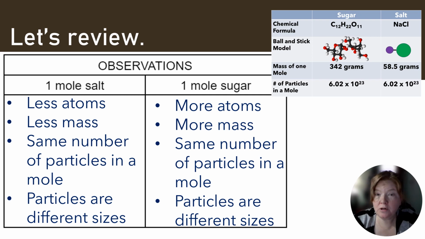Now, for 1 mole of sugar, there are more atoms, like a whole heck of a lot more atoms. There's more mass. You could have written the specifics. The same number of particles in a mole, and you could have written the exact number, 6.02 times 10 to the 23rd. Seems like that number might be important. We should probably remember it. And the particles are different sizes. It's a little hard to tell on the squished down image, but those particles are not all the same size.